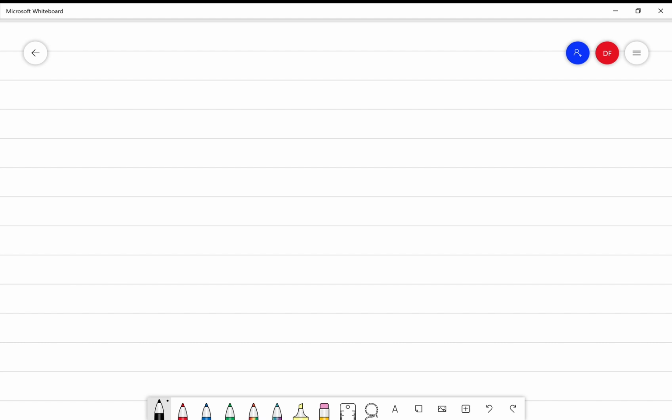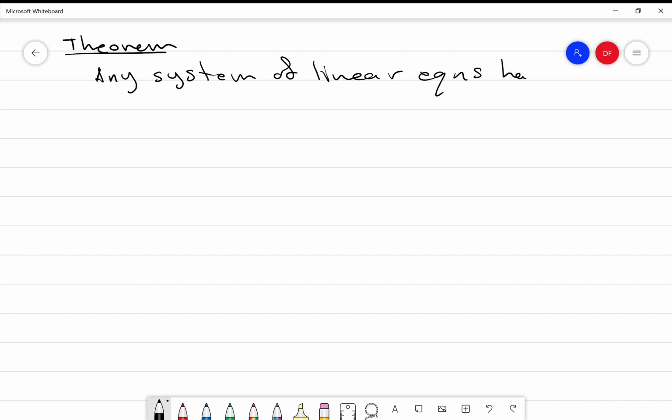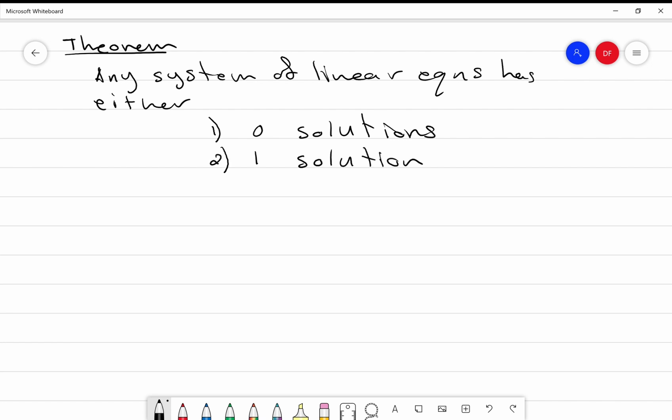So in the last lecture, I remember we ended with the following theorem. Any system of linear equations has either zero solutions, one solution, or infinitely many solutions.